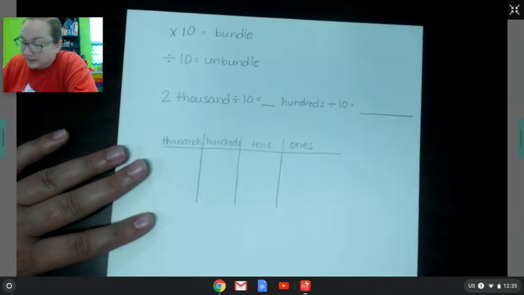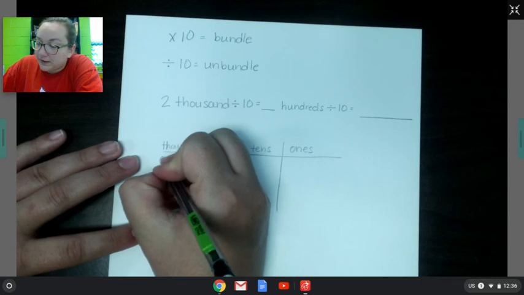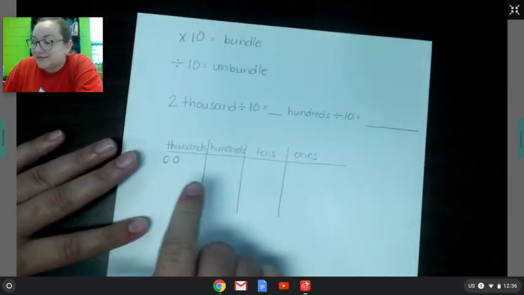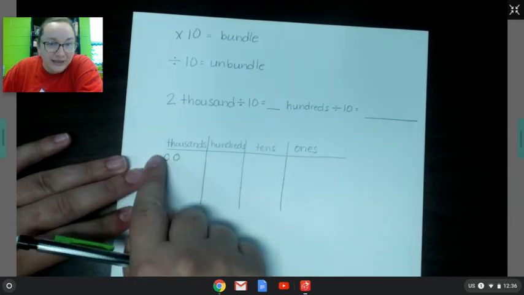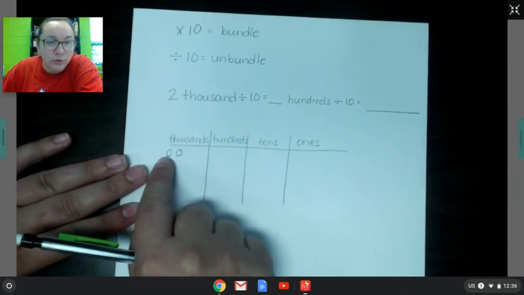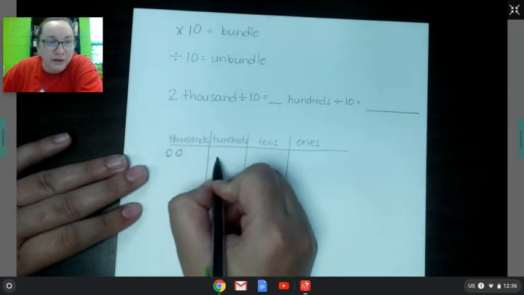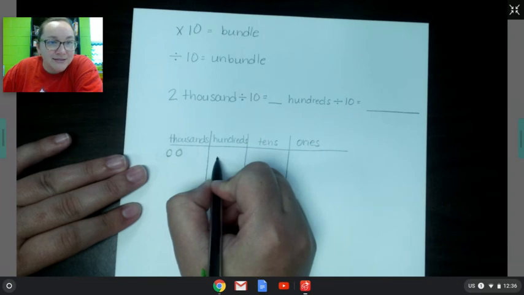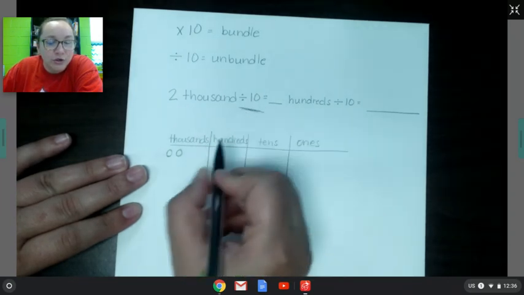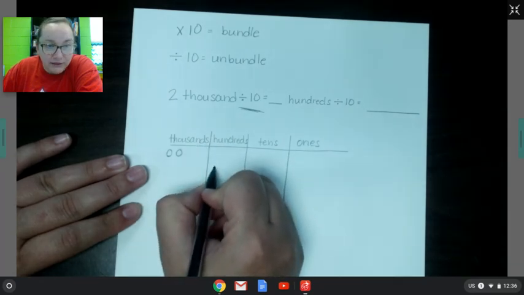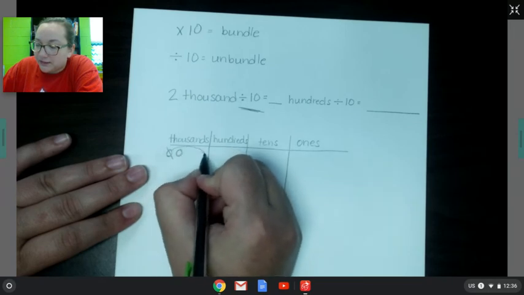Okay, so we're going to start with 2,000. Now, in Zearn, it's saying we have to divide by 10. Well, we can't really divide this by 10. So what we're going to do is take one of these and unbundle in the hundreds place. You'll notice that in Zearn, anytime you divide by 10, you're going to go back a place value. So they take one of these and they move it over here, but we're unbundling.